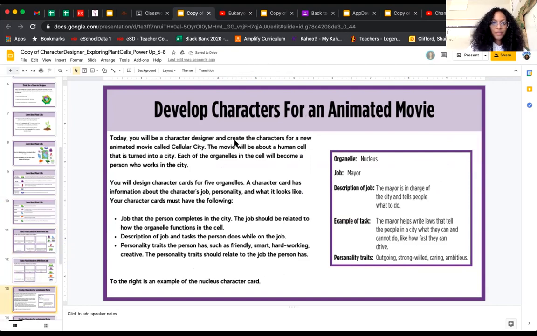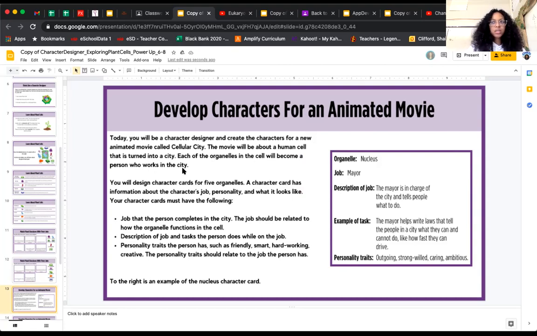So get ready to develop characters for your animated movie. You'll be a character designer and you need to create the characters for the movie called Cellular City. The movie will be about a human cell that is turned into a city. I believe they meant plant cell. Each of the organelles in the cell will become a person who works in the city.